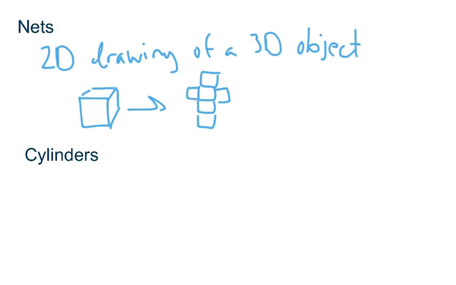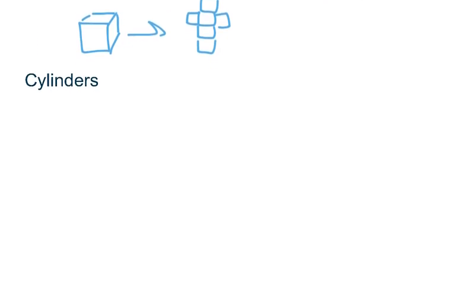Now the thing is, all shapes could have several different nets. But the net's greatest use is showing us what the shape looks like if it was flat. And this is helpful for calculating the surface area of different objects. This is especially the case when we look at the cylinder.